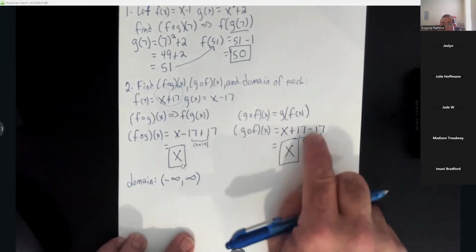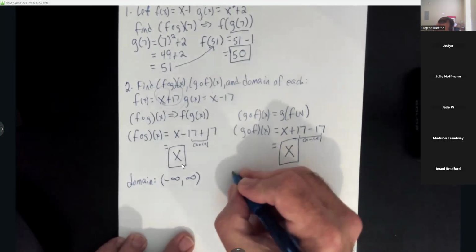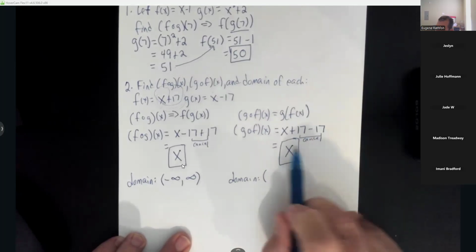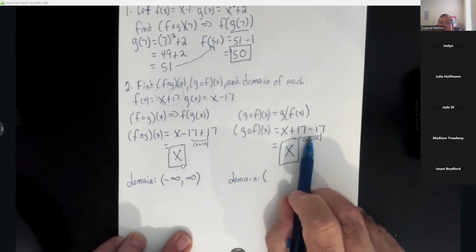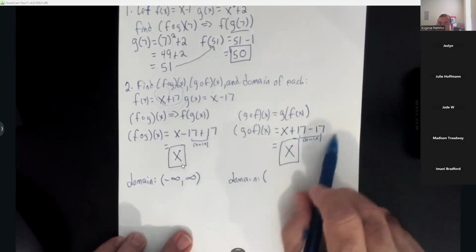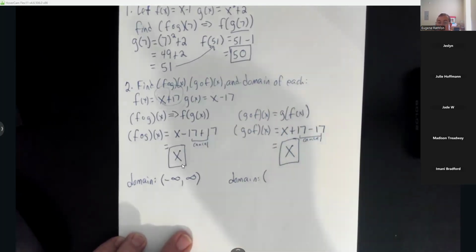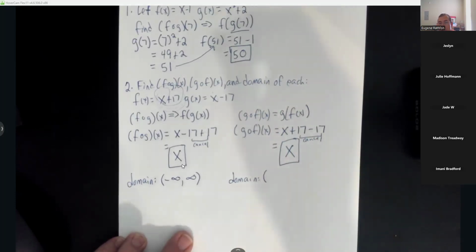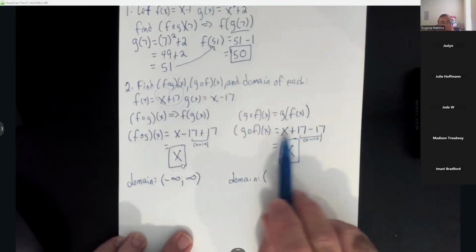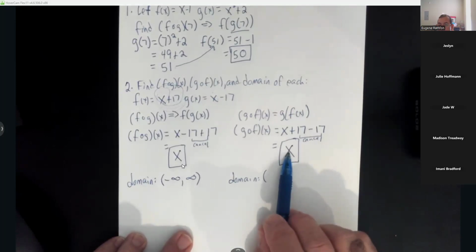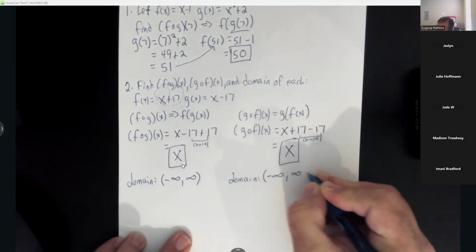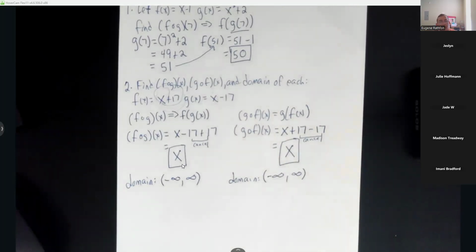So let me look at this one. Well, y'all, x plus 17 minus 17, there's no way to get this undefined because I do not have a fraction with a variable in the bottom again. So since there's no fractions with a variable in the denominator, there's no numbers I need to exclude from the domain. So once again, this domain will work from negative infinity to positive infinity.